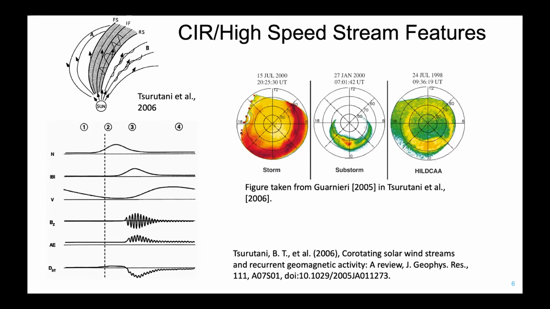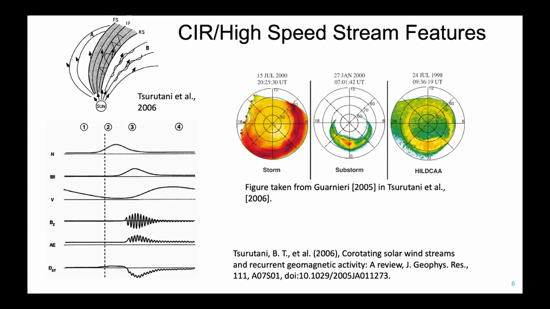The important thing I want to point out here is the velocity pickup, and to be a high-speed stream, it needs to be 500 kilometers a second or higher. And you have a lot of alpha wave activity in the CIR, and then extending for many days after. So it drives a lot of auroral activity and very little Dst. The storm size is very small. It's usually above minus 30.